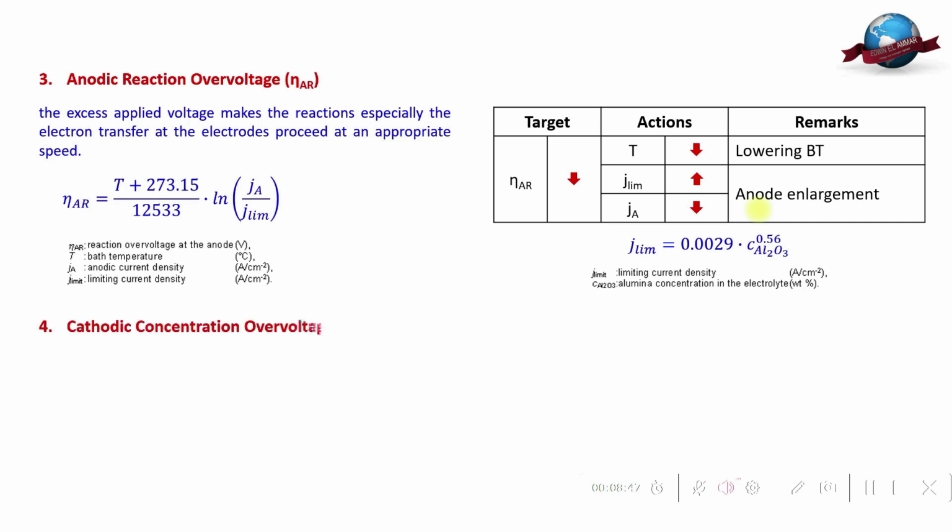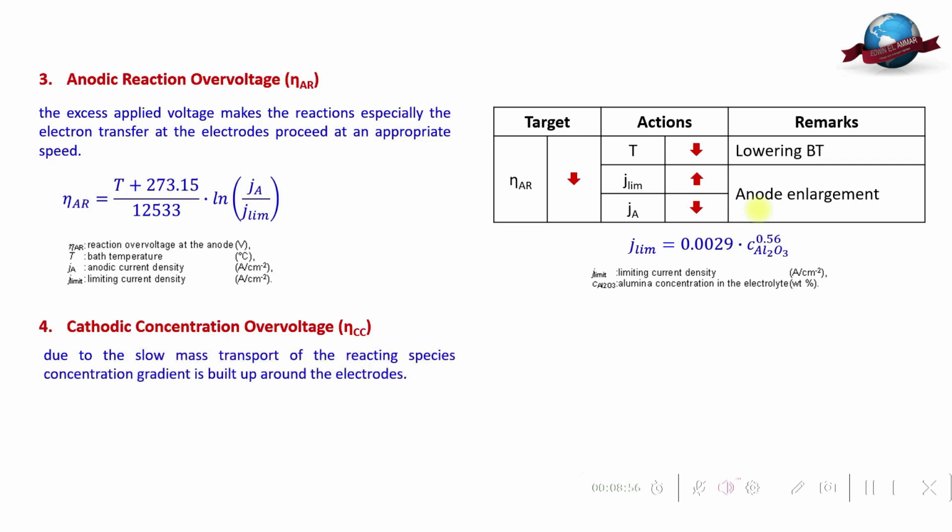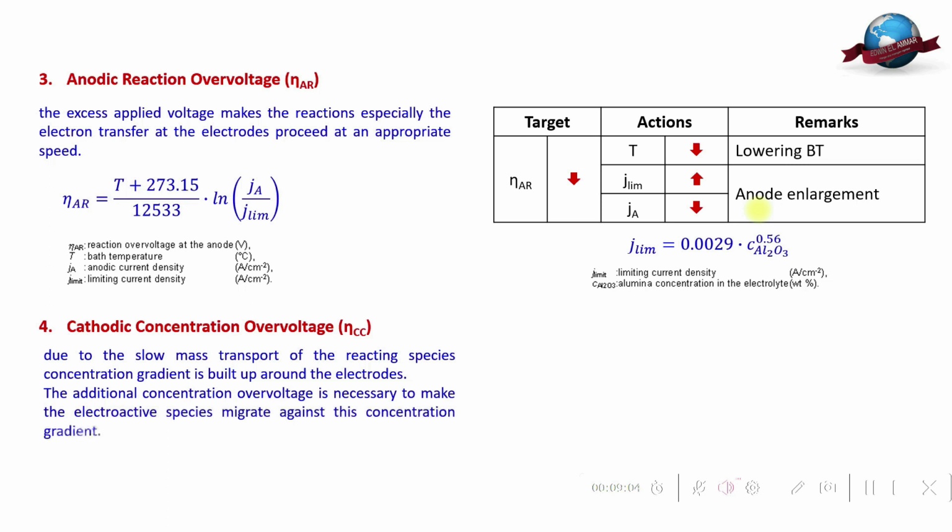4. Cathodic concentration overvoltage, eta CC. Due to the slow mass transport of the reacting species, a concentration gradient is built up around the electrodes. The additional concentration overvoltage is necessary to make the electroactive species migrate against this concentration gradient.